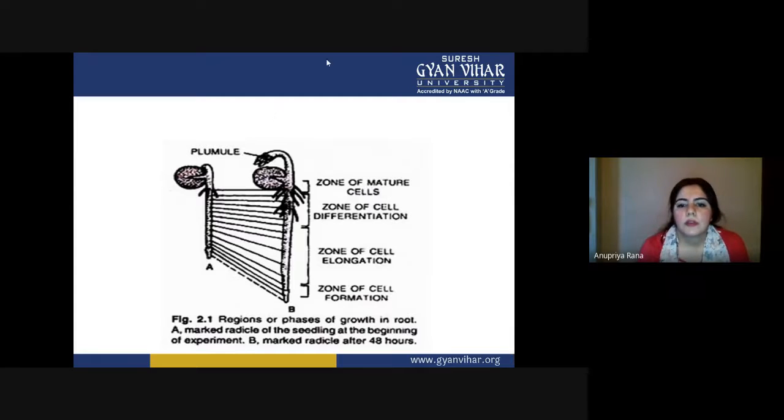You can also see this is the formative phase, the zone of cell formation. This is the zone of elongation. This is the zone of differentiation, and this is the zone of maturation, when the lumen can form. So you can easily see the phases of growth in the root: zone of formation, then elongation, then differentiation, then maturation. And these things are needed for making anything capable of life.